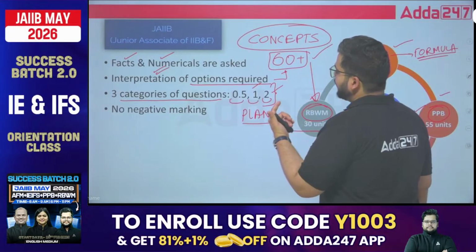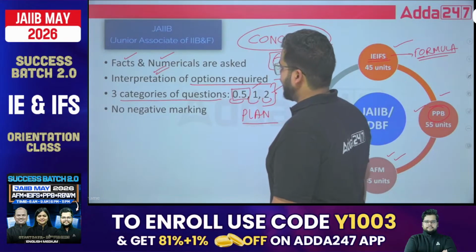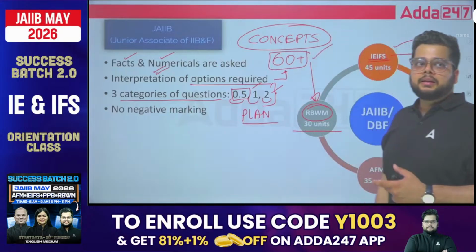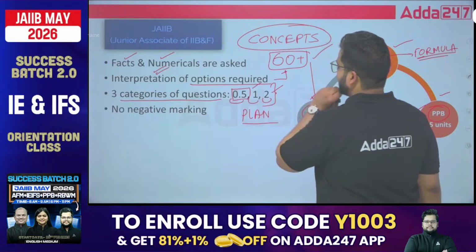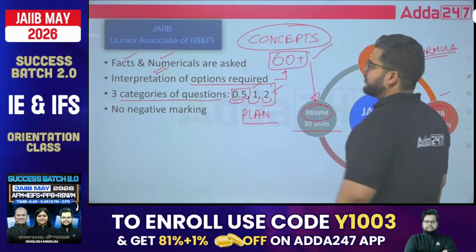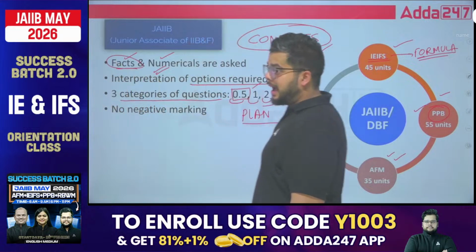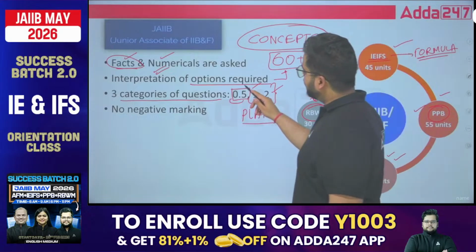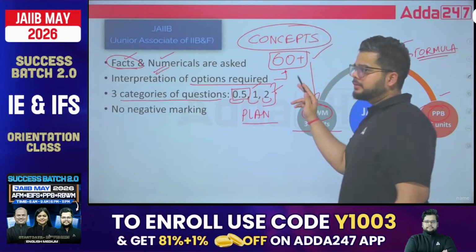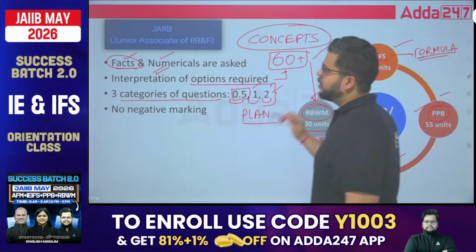My advice would be that you should not ignore these 0.5 marker questions. I have seen many students in previous exam cycles focus more on 2 marker questions and just leave 0.5 marker questions because of the facts being asked. Do not make this mistake. Ultimately, these 0.5 marker questions will add to your marks. They will ultimately determine whether you will be scoring 60 plus or not.